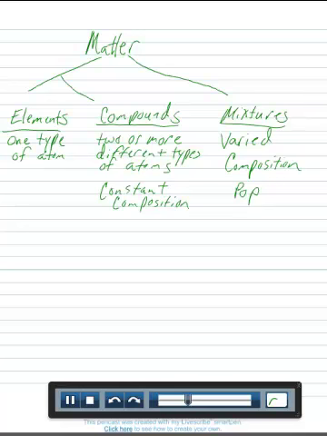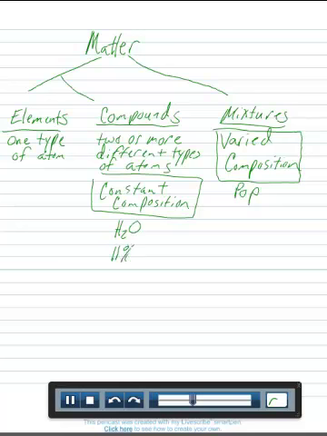Now, what does that mean? Constant composition means that water, for example, there's only one type of pure water. And water is always 1 part oxygen and 2 parts hydrogen, no matter where in the world you find it. That's constant composition. Put another way, water is always 11% by mass hydrogen and 89% by mass oxygen. Again, no matter where you find it on Earth, it will be 11% hydrogen by mass and 89% oxygen by mass. It has constant composition.